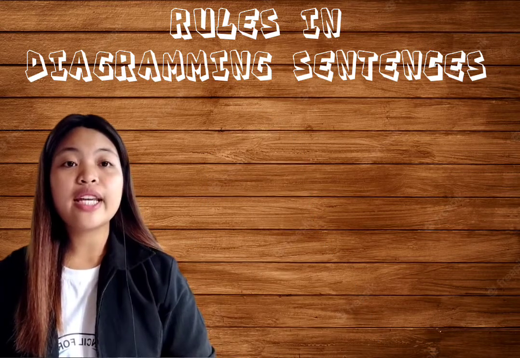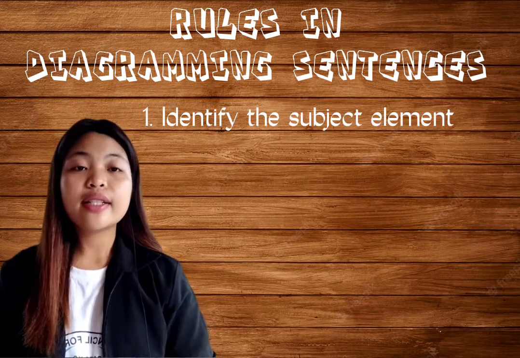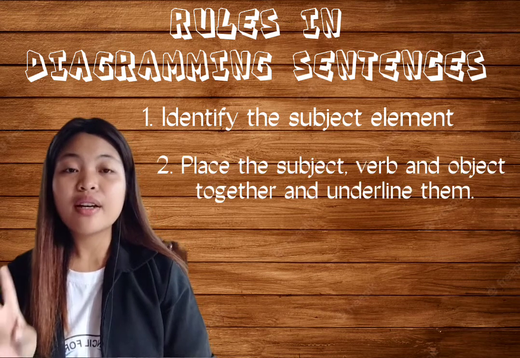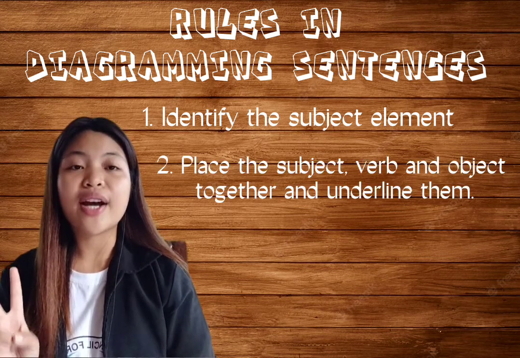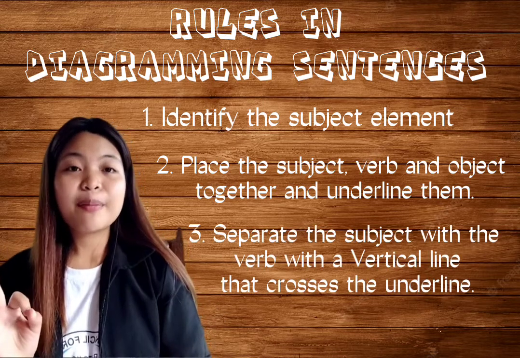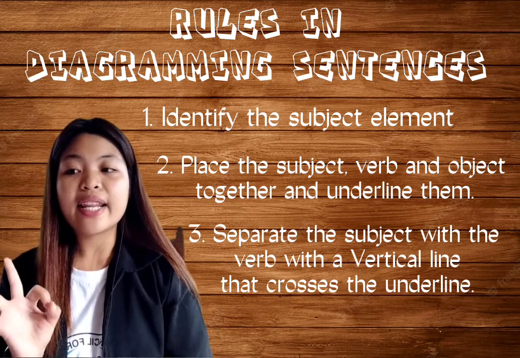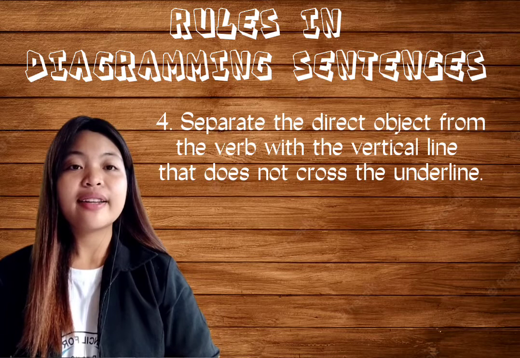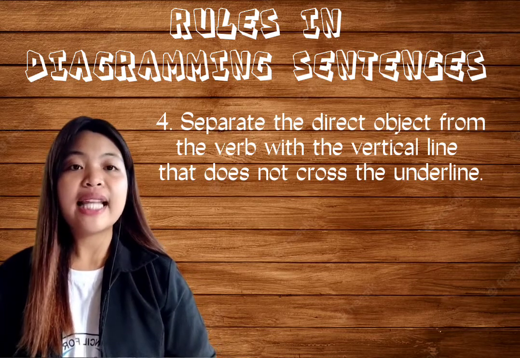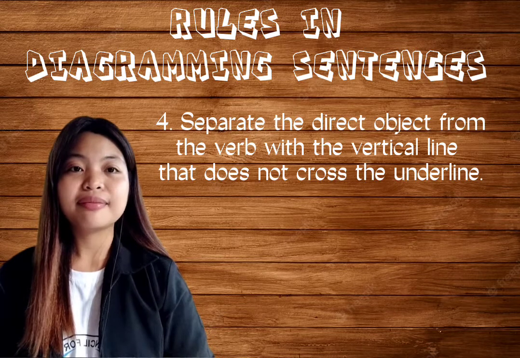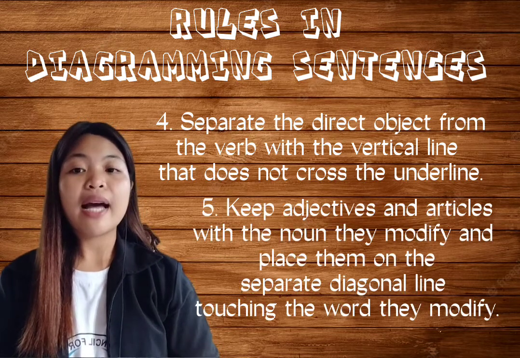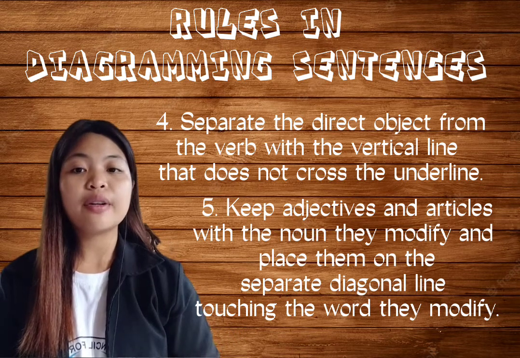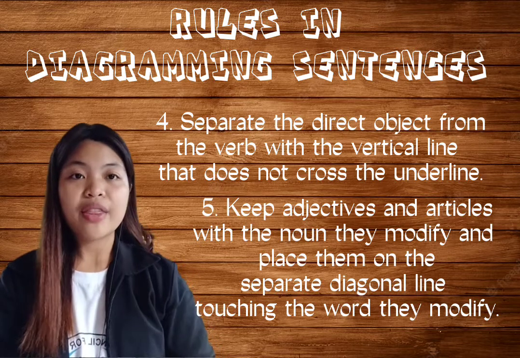The first rule in diagramming sentences is to identify the subject element. Number 2, place the subject, verb, and object together and underline them. Number 3, separate the subject from the verb with a vertical line that crosses the underline. Number 4, separate the direct object from the verb with a vertical line that does not cross the underline. And the fifth and last one, keep adjectives and articles with the noun they modify and place them on separate diagonal lines touching the word they modify.